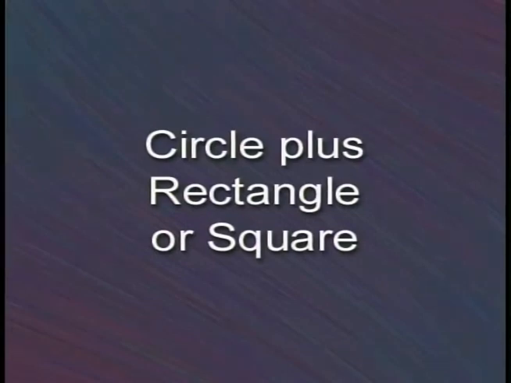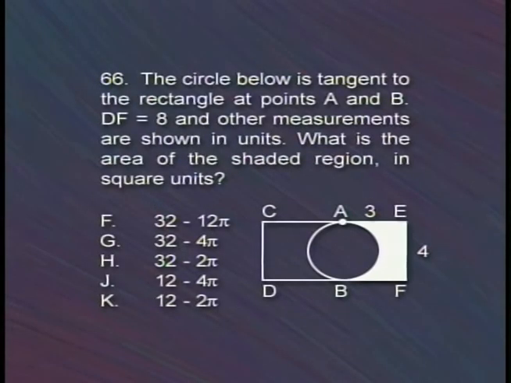Problem 66. The circle below is tangent to the rectangle at points A and B. DF equals 8, and other measurements are shown in units. What is the area of the shaded region in square units?